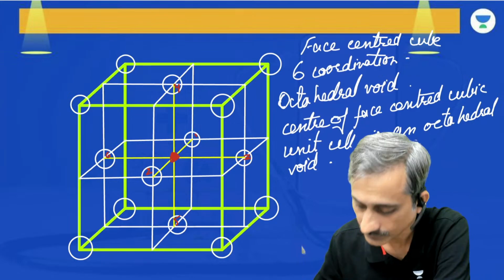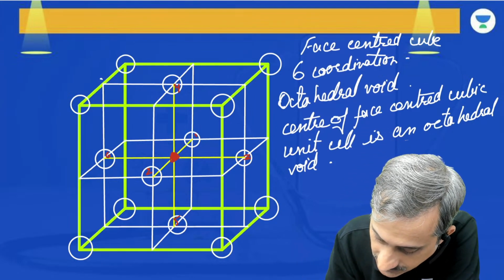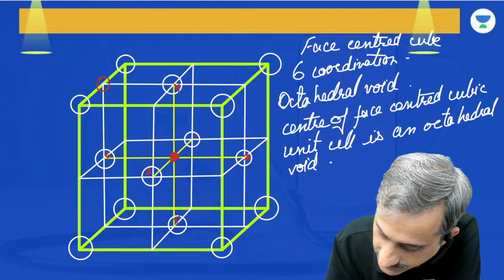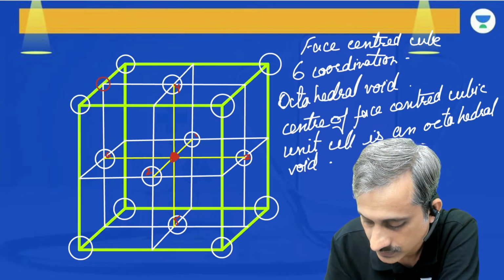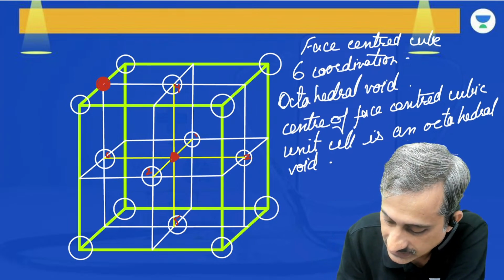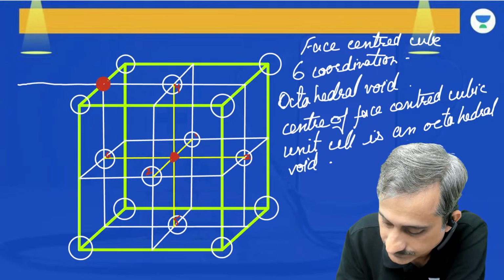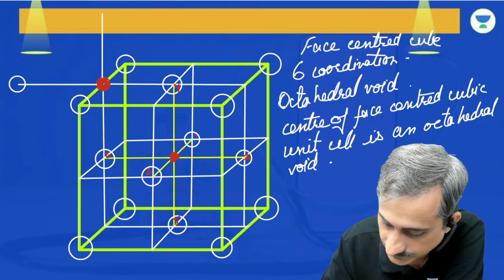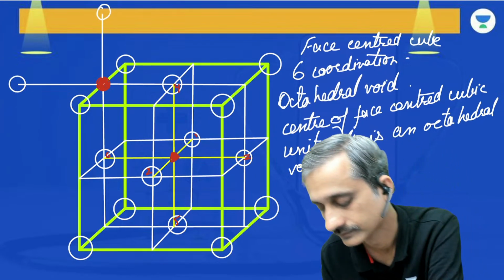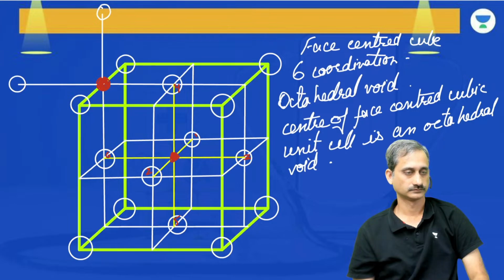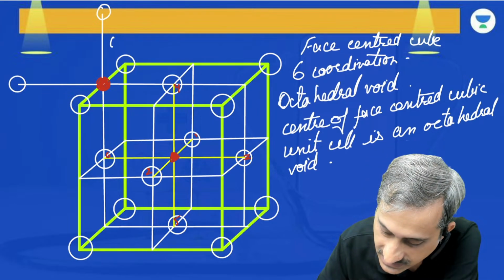Clear? Now, let's place a particle at the edge center. If I place the particle at the edge center, can you tell me how many particles are going to touch it? How many particles are going to touch a particle at the edge center? These are the particles from the other cube. Again, it is going to be 6 coordination.